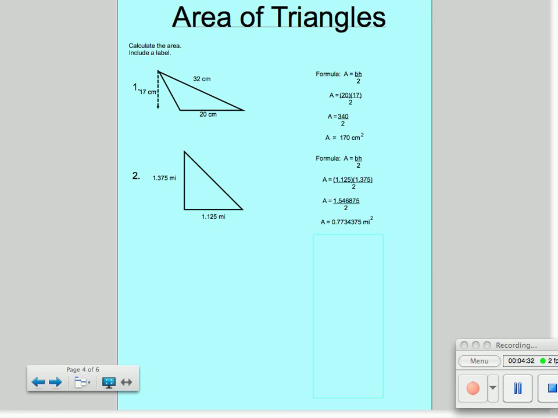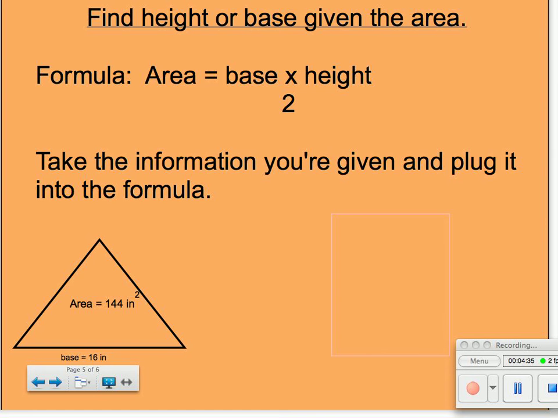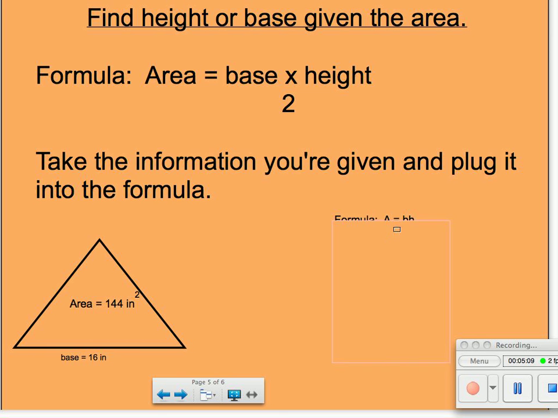Now the cool thing about knowing our formula here is that you can use it in different ways. For example, if we knew what the area was, but we needed to find either the height or the base, we can use our formula to make that happen. You just have to plug in the things you know in different places. So with this example here, we know that our area is 144 square inches. We know that the base is 16 inches. What we don't know is what the height is, but we're going to use our area formula to find the height. So again, we start with the formula. That's very common. Always start with your formula.